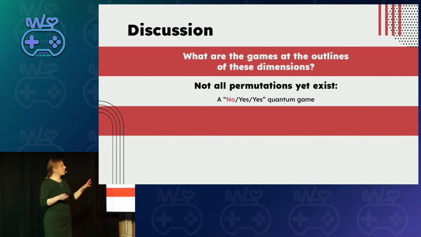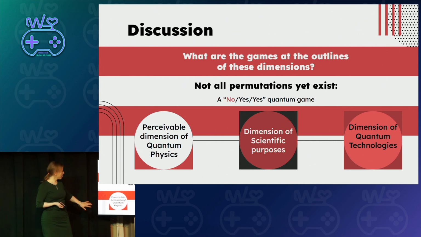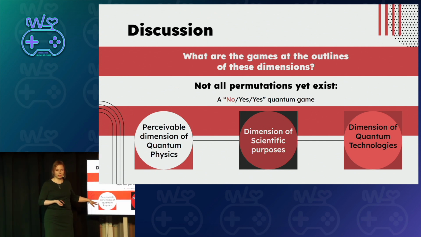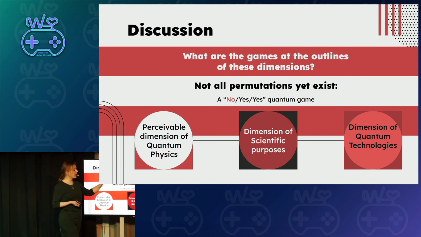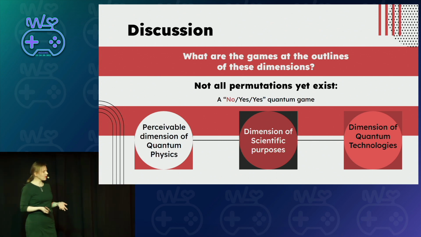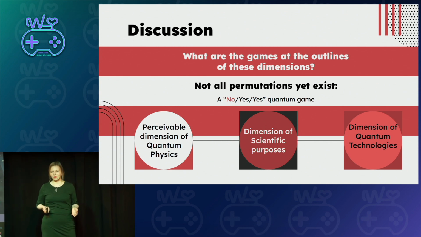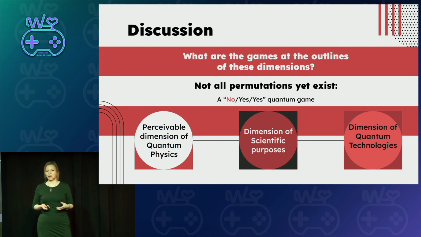And not all the permutations yet exist. It sounds a bit funny, but I'm referring to these. To our knowledge, we didn't find a game that would not have any perceivable aspect of quantum physics, but would still have a scientific purpose and would be running on a quantum device, for example. But quantum technologies are really novel research at the moment. So it makes sense that if you spend all the time creating a game on it, you do want to underline the connection to quantum technologies. So there's always something perceivable in the games.